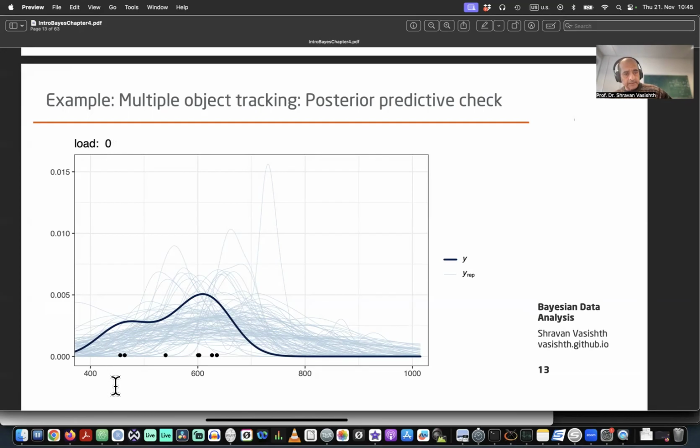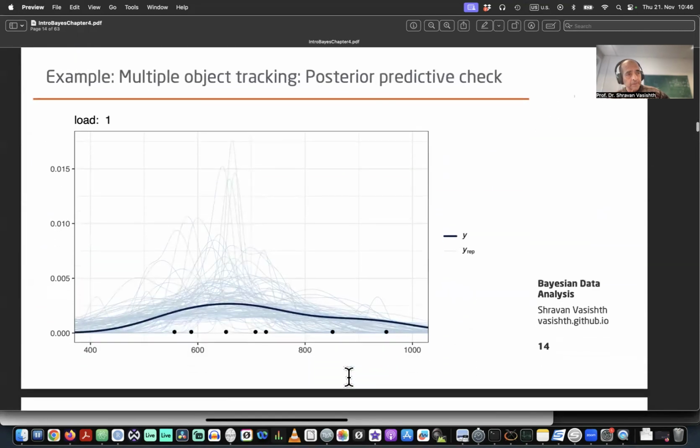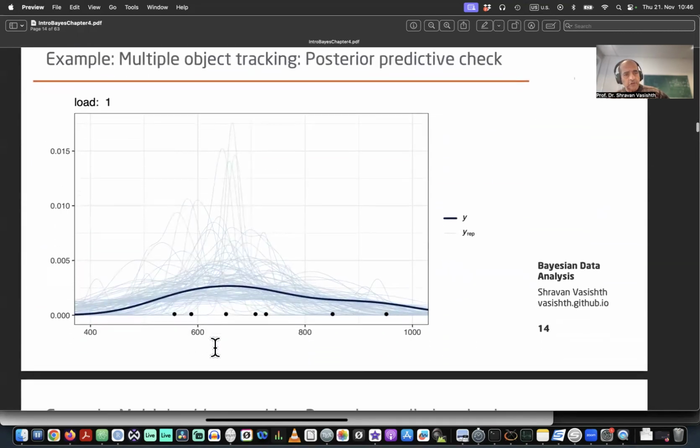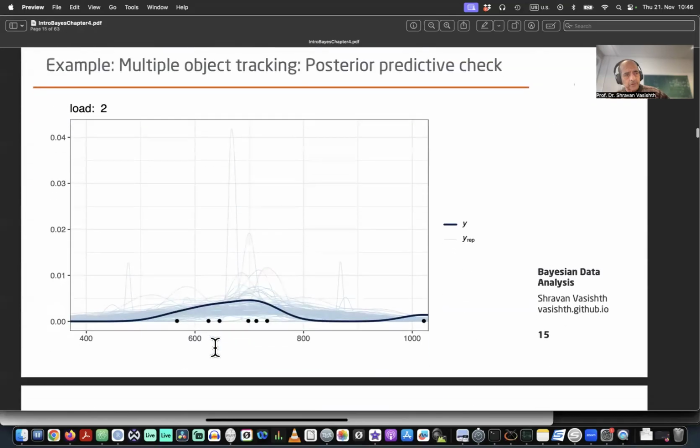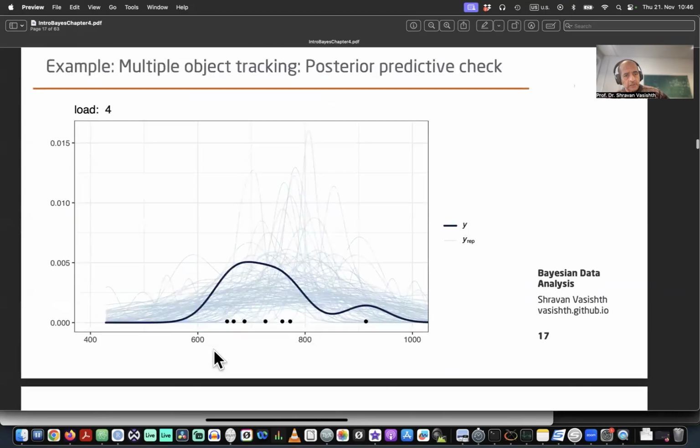I hope that's clear. What's being generated here is the observed data as the black line, and the blue data are the posterior predictive distributions that are produced. You can also run this code yourself and see how it all plays out in detail, so you should look at the code later on. Similarly, you can do the same for load 1, load 2, load 3, load 4, and load 5.